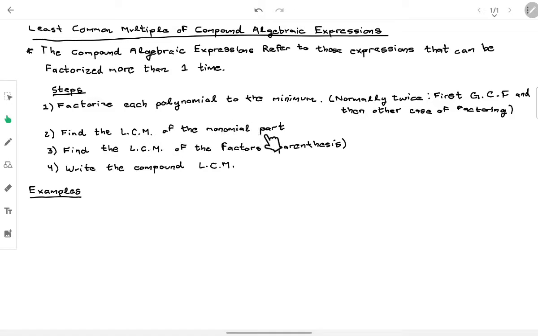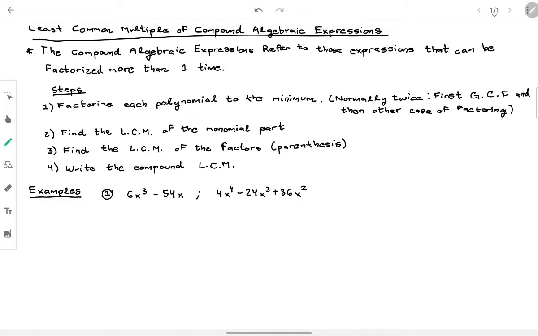of the monomial part, because those factors will have parentheses and something outside the parentheses. So that means we will find first the monomial part least common multiple, those terms that are outside the parentheses. Then we will find the least common multiple of the factors, those that are between parentheses. And after finding these two, we will write the compound least common multiple. So let's see some examples.